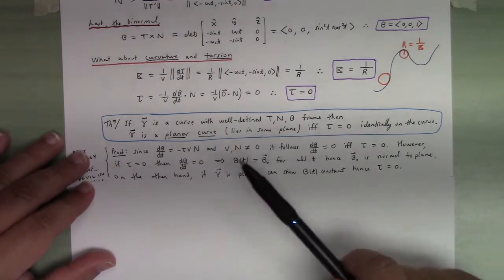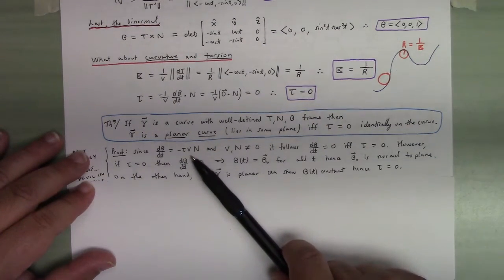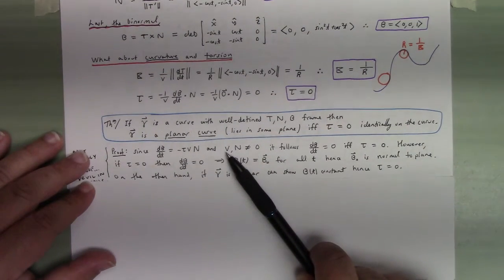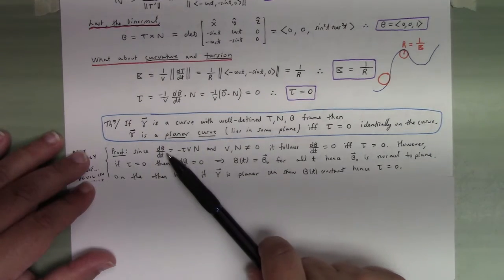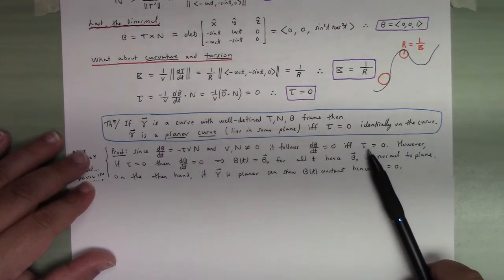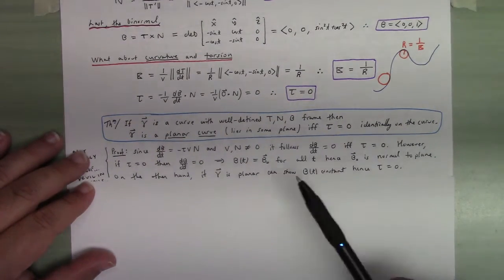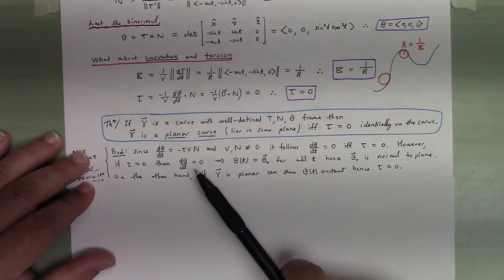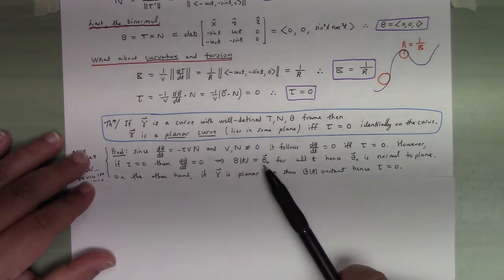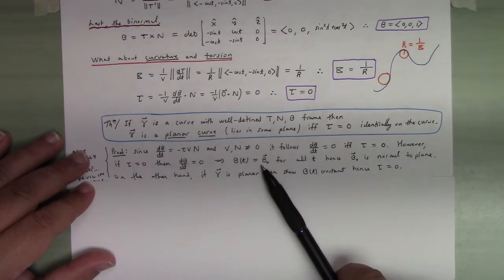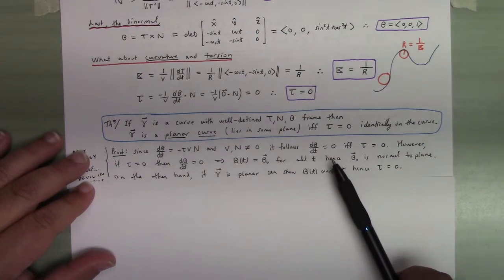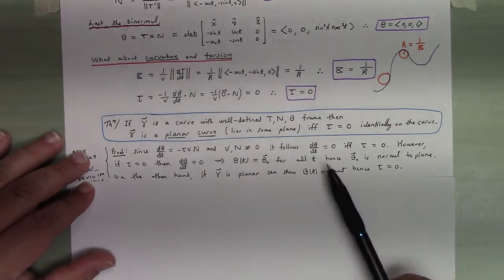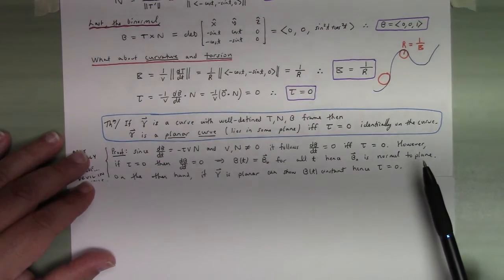Basically, it's that dP/dt is minus tau vn, right? And the normal's not 0, the speed's not 0. So in order for dB/dt to be 0, it must be the case that the torsion's 0. However, if the torsion's 0, that means that dB/dt is equal to 0, which means that we can argue that the binormal is a constant, and that will serve as the normal vector for the plane in which the curve lies. Now, actually proving that is a little bit involved, okay?